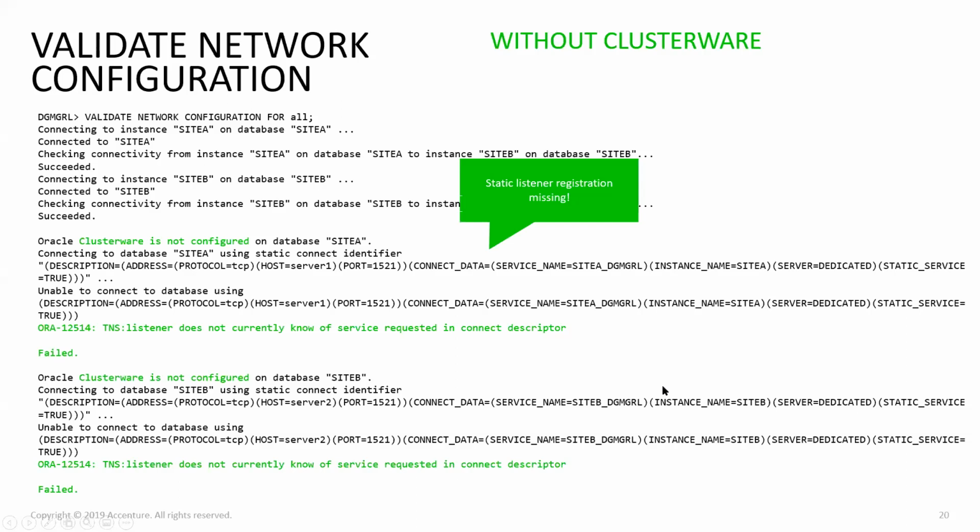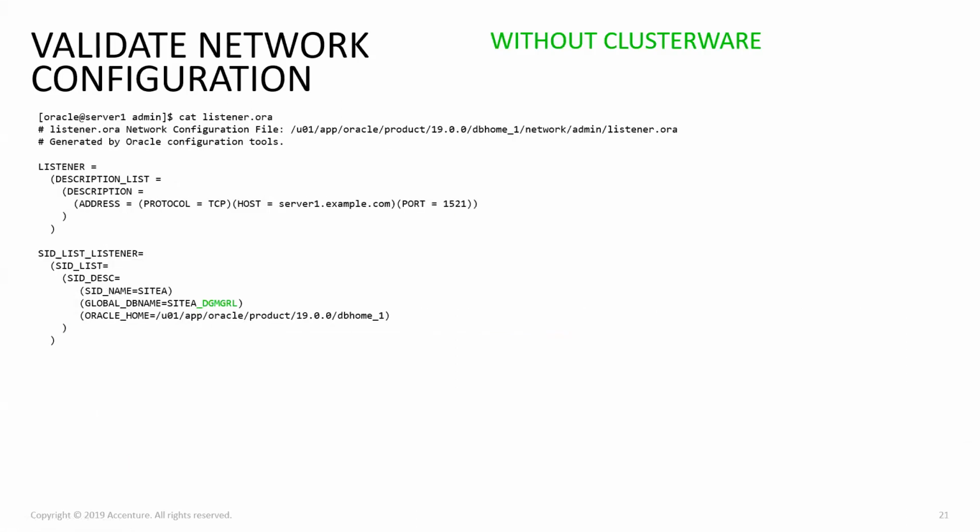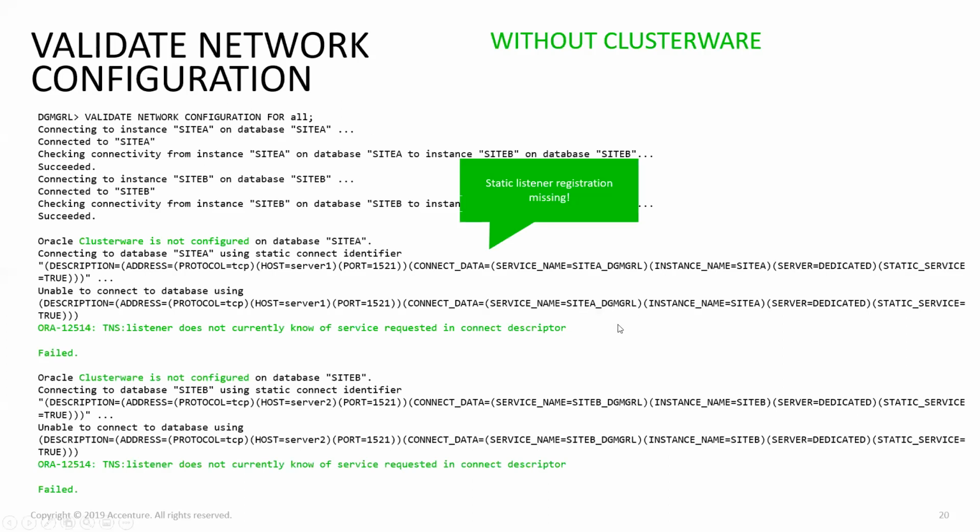So why is that the case? Because the static listener registration is missing. Okay, so not good. So what do you need to do in that case? You look at the listener.ora file. Because this is not using clusterware, the listener runs out of my database home, and it's the standard OFA path to the listener.ora file. So what I just did, I added a listener description, and the thing that you will never remember to type off the top of your head is the SID_LIST_listener name. So in my case, the listener is called listener, and it's got a SID_LIST, and I need to set the GLOBAL_DBNAME equals site A DGMGRL, which is the same as you can see here being referenced.